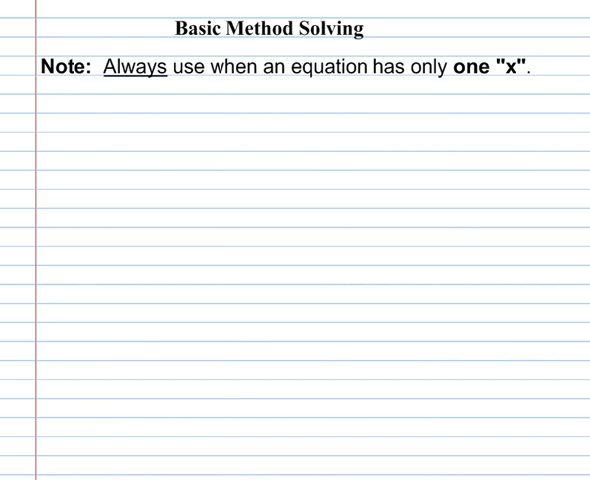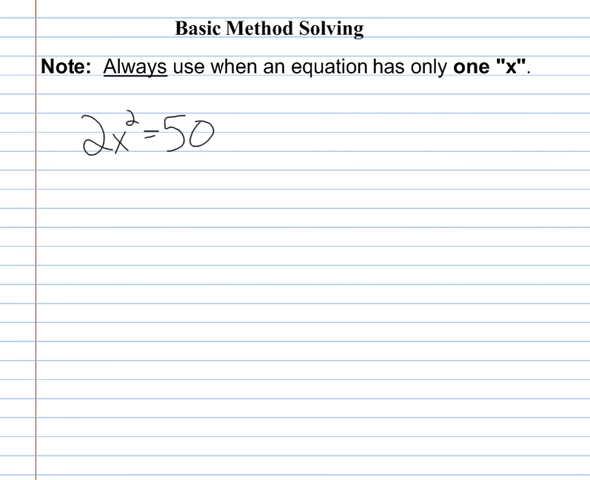The method of solving I'm going to show you right now is always used when an equation has only one x. There's no special techniques, no fancy manipulation that goes on. It's just order of operations to eliminate numbers that are in the way of x. So, for example, if we have 2x squared equals 50, the equation only has one x, so we're just going to get rid of all the numbers around that x using reverse order of operations.